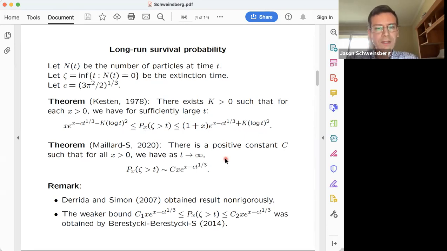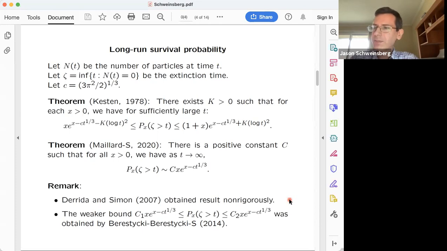So here is the new result, which is sharper. If we start with a single particle at x, then the probability that some particles survive until at least time t is asymptotically a constant times x times e to the power x minus ct to the 1/3. And here this symbol means that the ratio of the two sides tends to 1 as t tends to infinity.